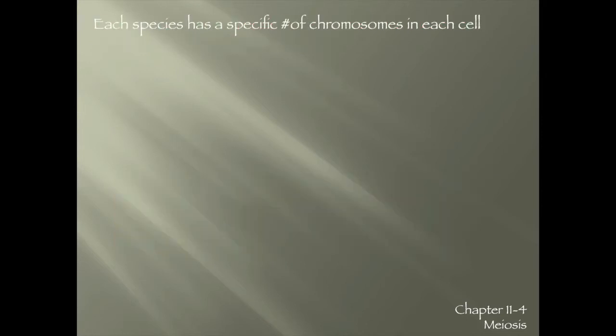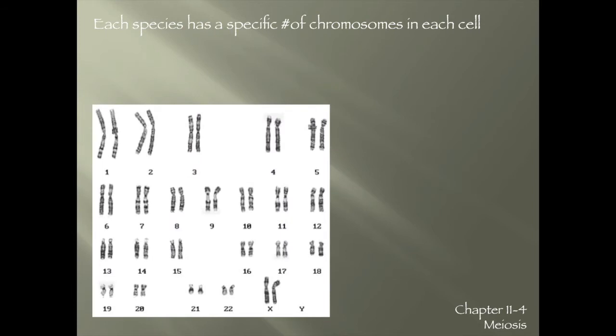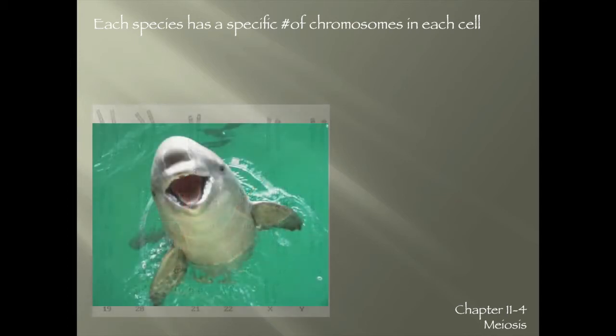So each species has a specific number of chromosomes in each cell. For instance, we as humans, our number is 46. Now we're not the only species with 46. And yes, there are some humans who might have slightly more, slightly less, and usually those are associated with certain disabilities. But give or take, the average human has 46 chromosomes. Most humans do.